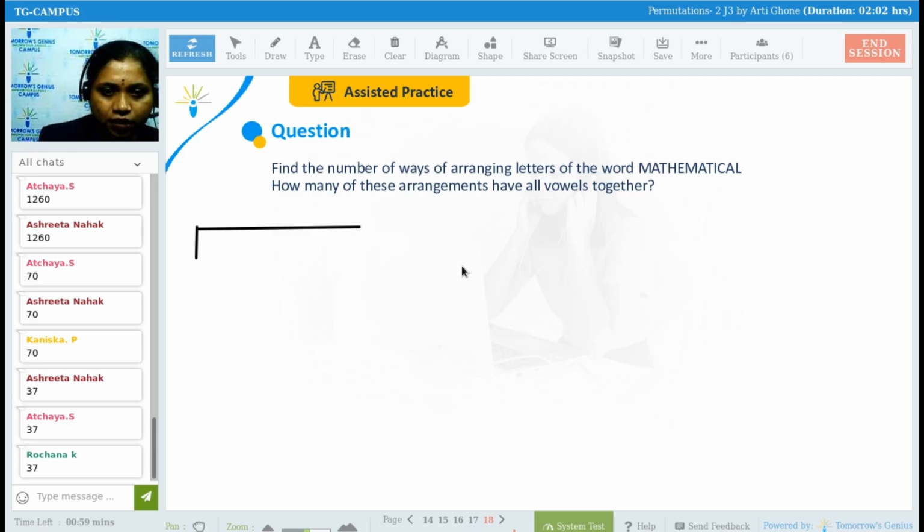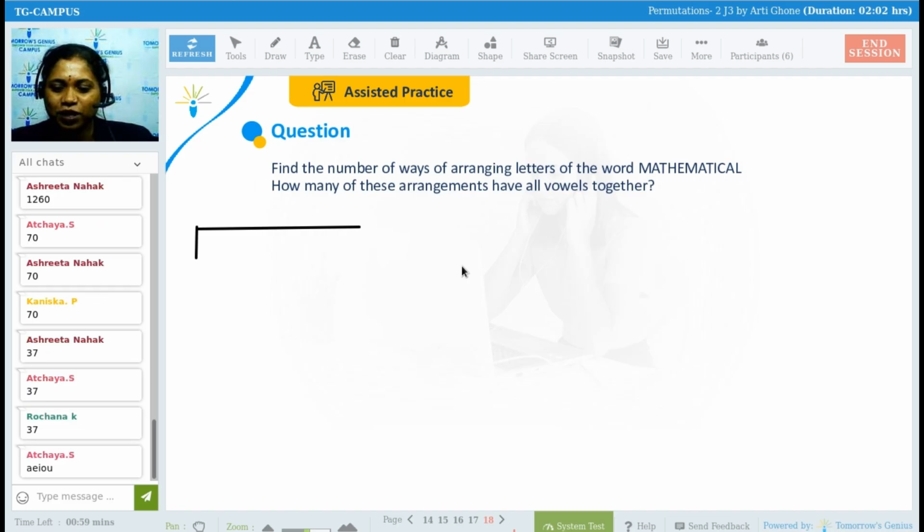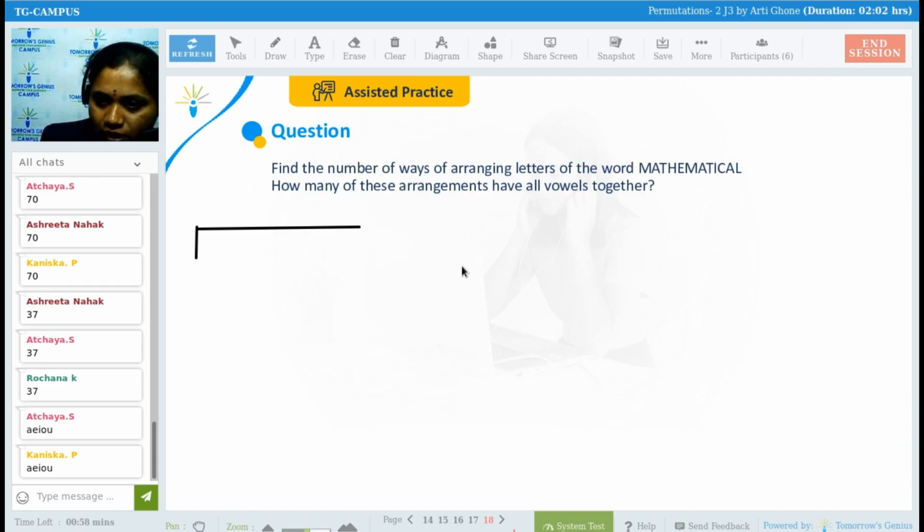Now how many vowels are there? What are the vowels? Let's check your knowledge. What are the vowels? You know. A, E, I, O, U. Yes, everyone knows. So A, E, I, O, U are known as vowels. Okay. So let's sort out A, E, I, O, U from this.